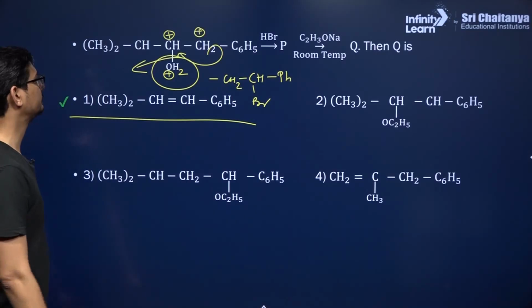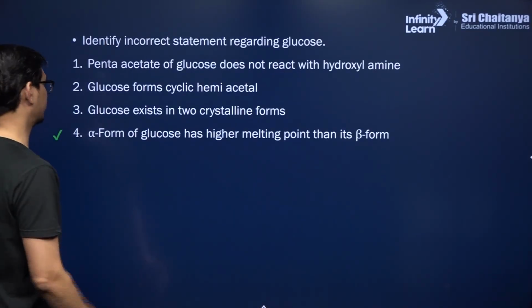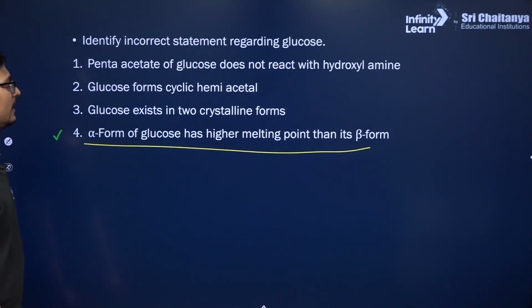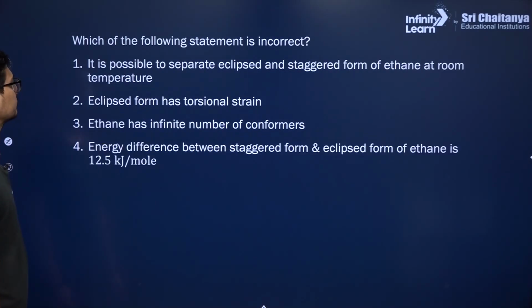So the correct answer is this, because this is a conjugated alkene; the double bond is conjugated with the benzene ring, so it is more stable. The incorrect statement is this: the alpha form, actually the beta form is more stable, with a higher melting point than the alpha form. The other statements are correct, right.